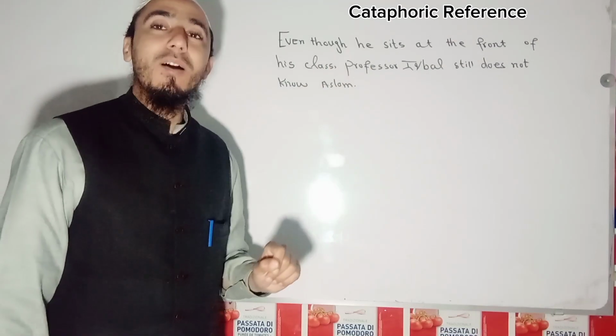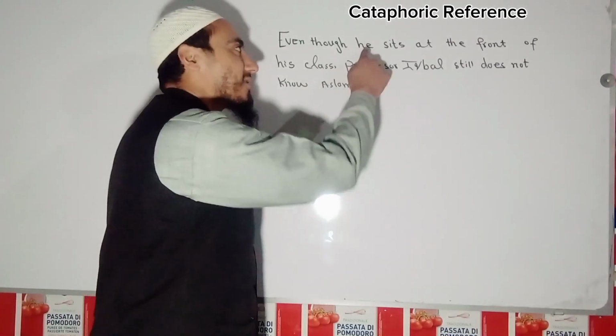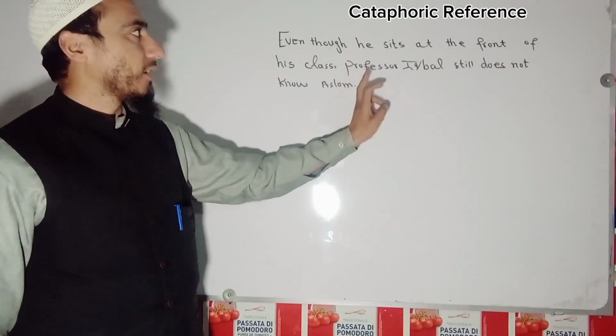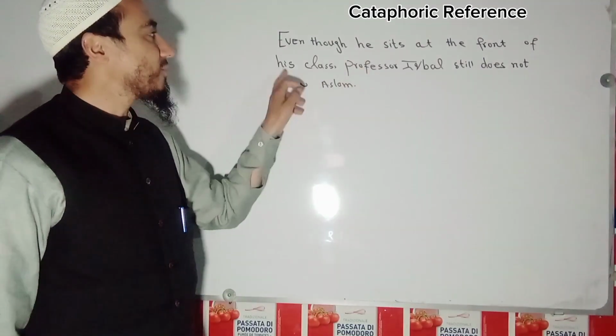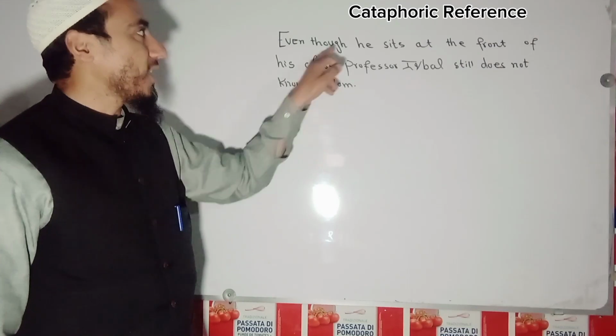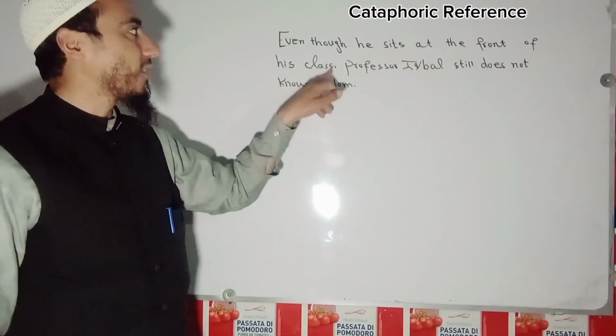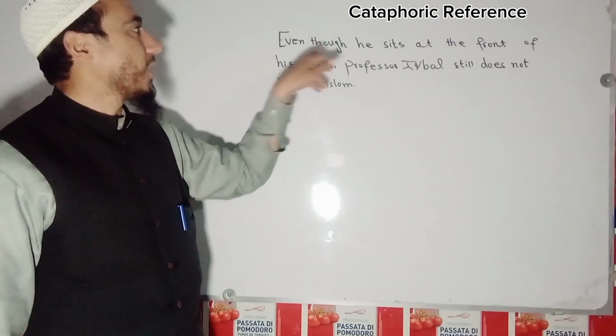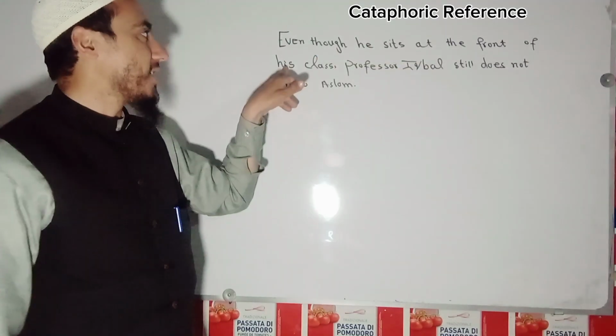How is this he cataphoric reference? It is because this he refers later on. This he refers later on to whom? To Aslam. Even though he sits at the front of his class, this he refers to Aslam.